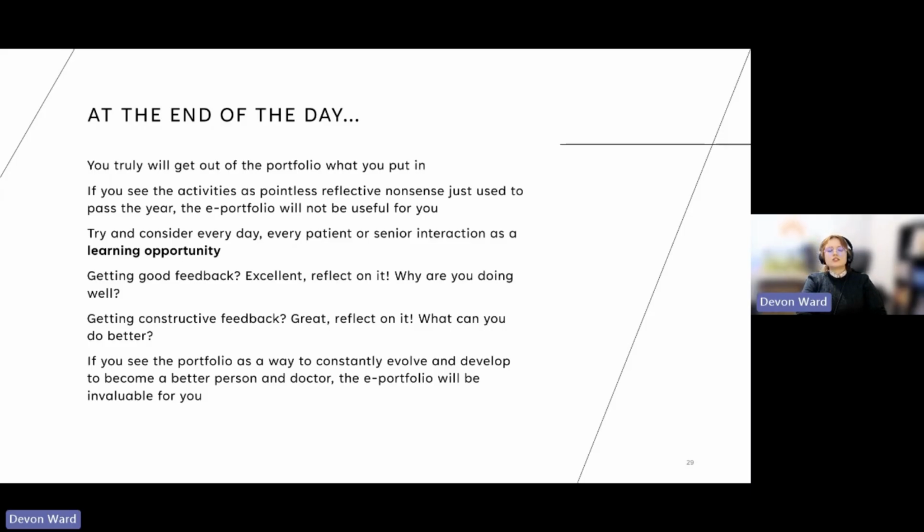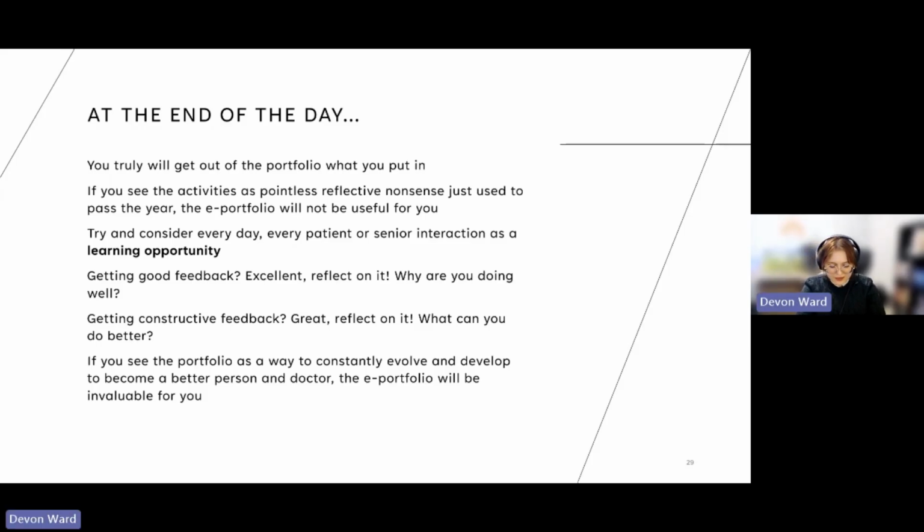But I'd challenge you to consider every day that you go out onto the wards, every patient, every senior interaction, every MDT member interaction, as a learning opportunity. If you feel like it went well, or if you're getting verbally good feedback, which is kind of rare, not good feedback, just feedback generally, it's hard to get feedback, reflect on the fact that it's good. What are you doing well? How can you continue doing well?